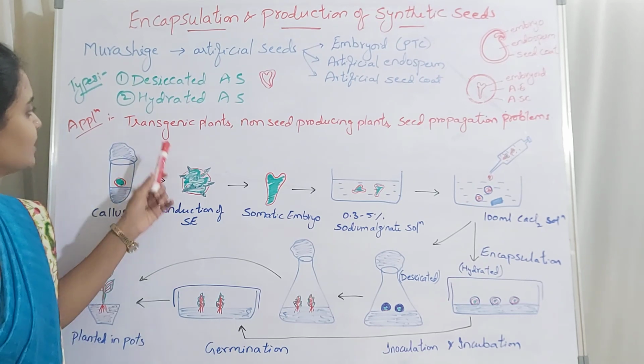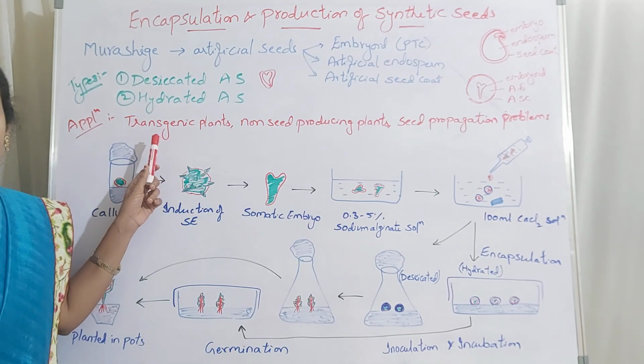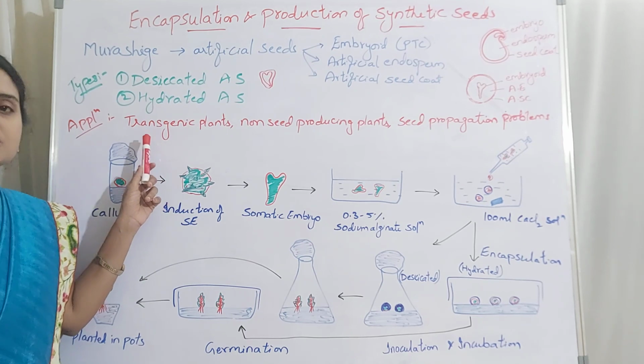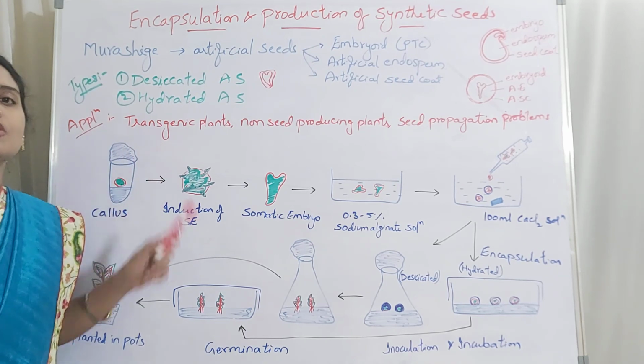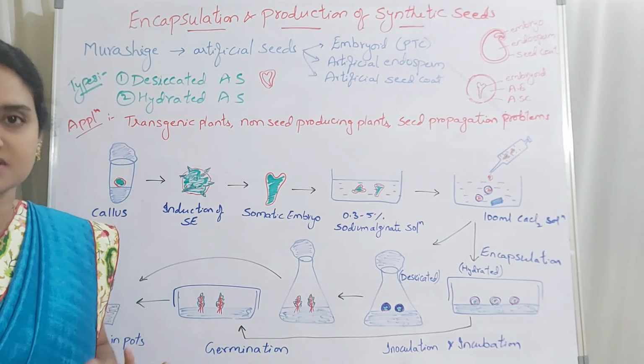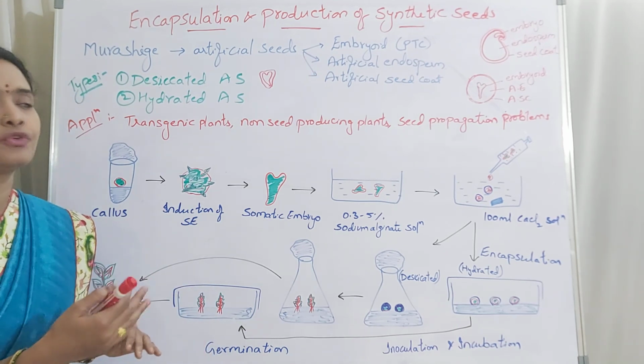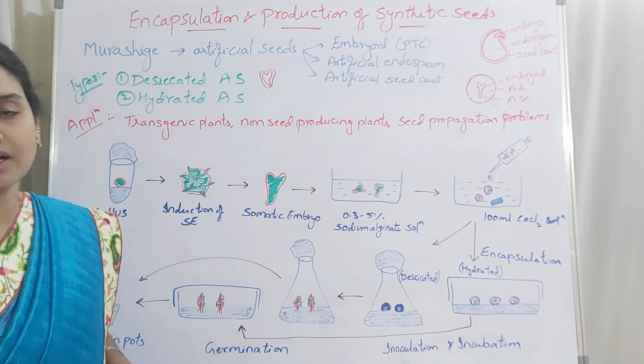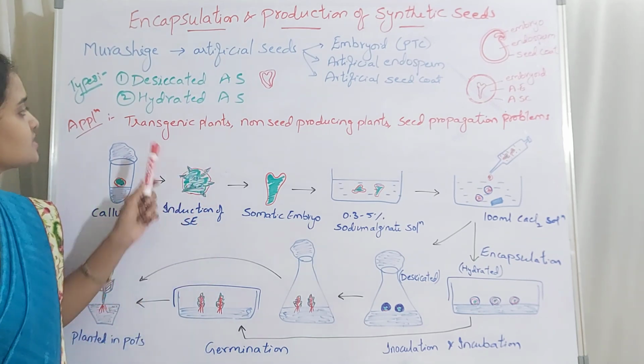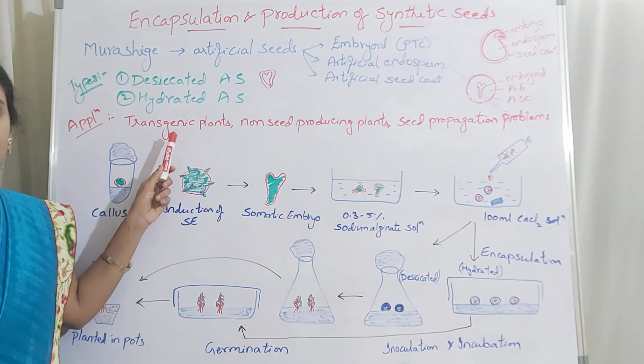What do you mean by transgenic? Yeah, the cells which are introduced with the transgene. The foreign gene of interest is introduced into the cell. Right, and that cell is allowed to propagate to form your embryoid. Right, then that embryoid will result in production of transgenic plants.